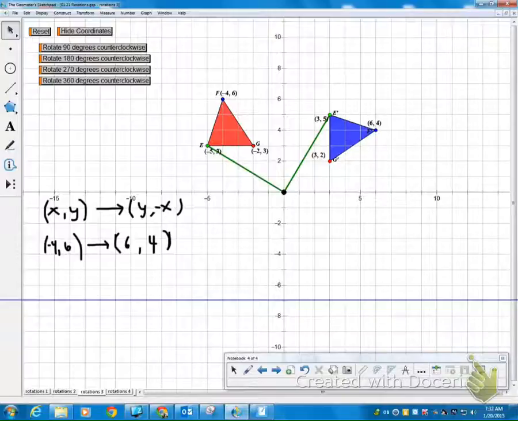Okay, so there's a little breakdown on rotations by rotation degrees. Those motion rules, again, is what it all comes down to.